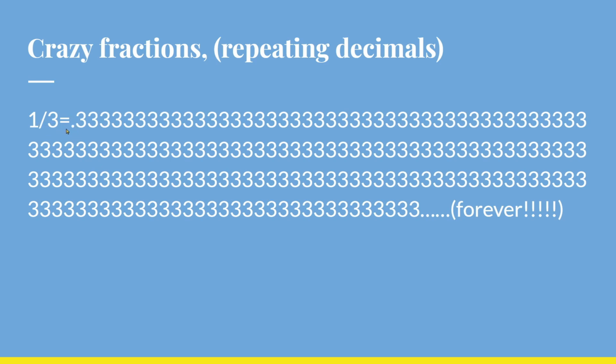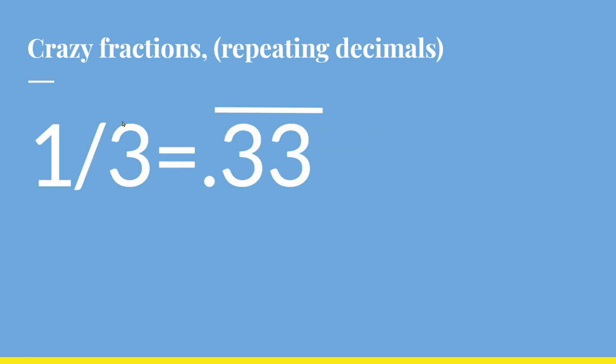So 1 divided by 3 equals 0.3333333333 forever, and it goes on forever and ever because it's a repeating decimal. We will simplify that in our writing to 1 over 3 equals 0.33, and we'll put this line above it, and this line means that the 3's go on forever and ever and ever.